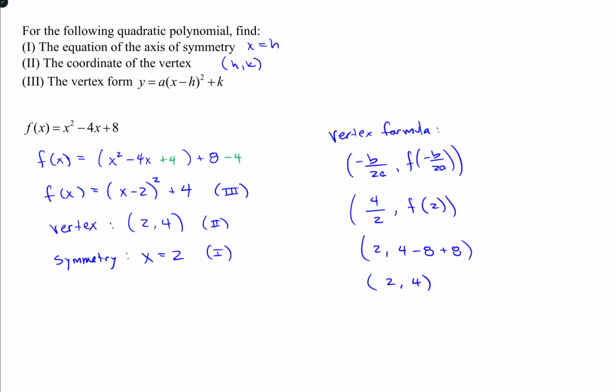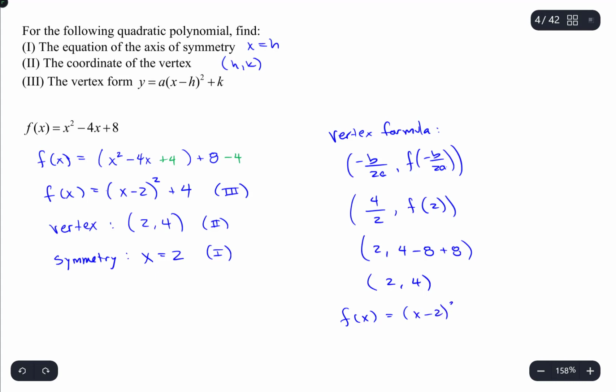And then, once you know the vertex, you can plug that into the vertex form of the equation, which would be, in this case, still f of x equals x minus 2 quantity squared plus 4. So either way you go about it, you get the same result.